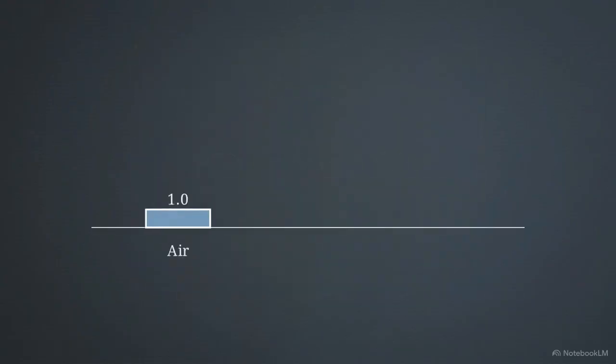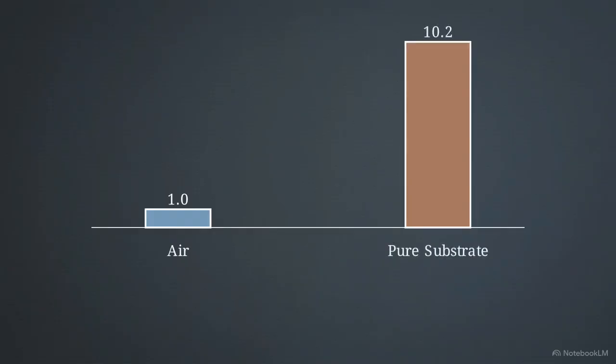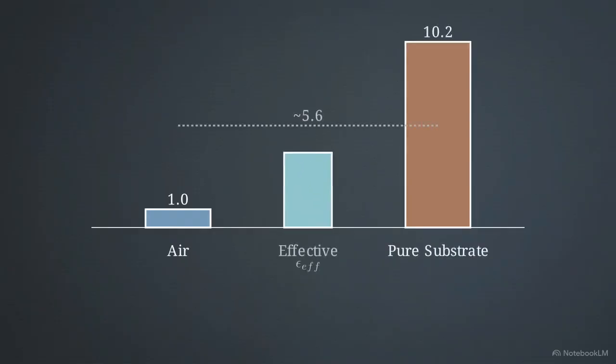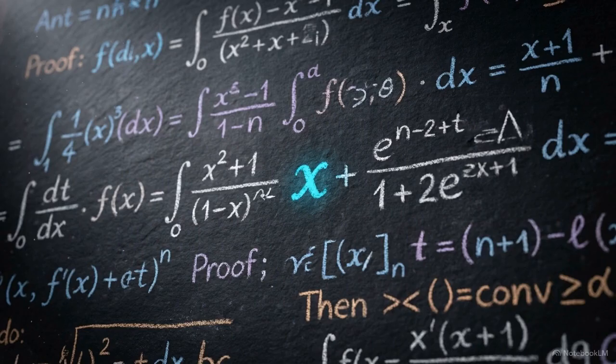Because air has a dielectric constant of approximately 1, the antenna fields experience a blended environment. The signal feels an average density that is measurably lower than the pure substrate. To accurately model the circuit, we must apply our first mathematical correction, the effective dielectric constant.